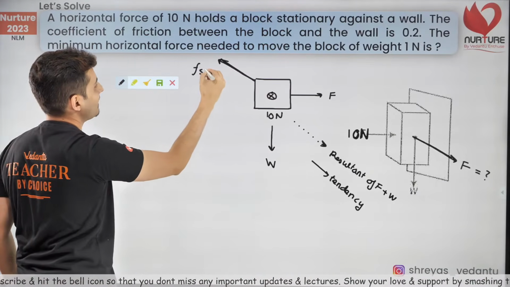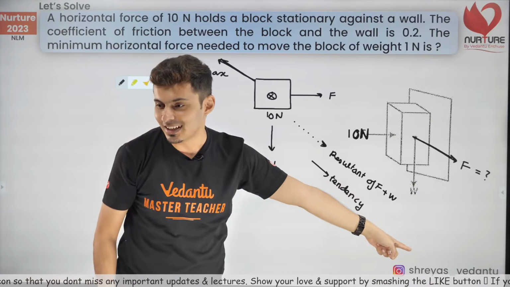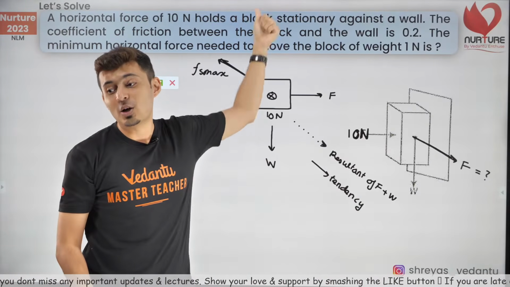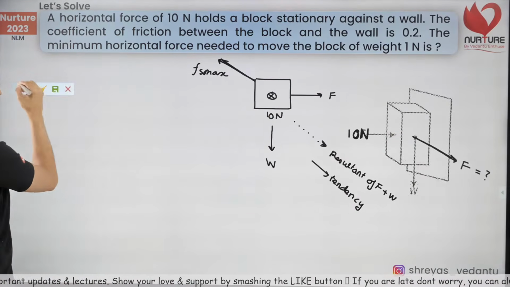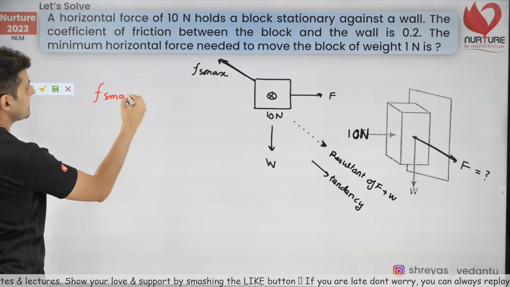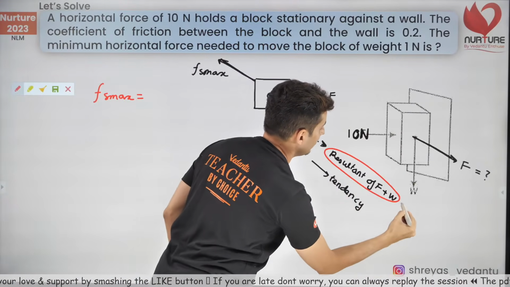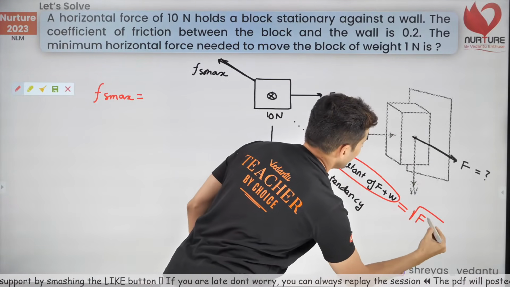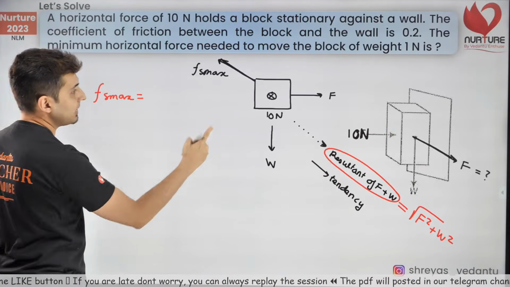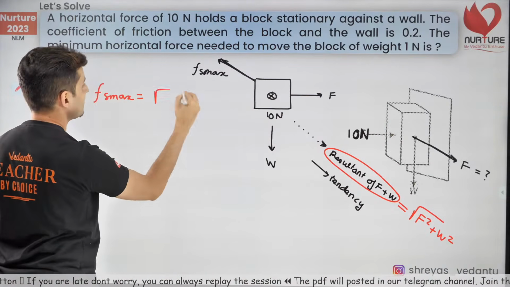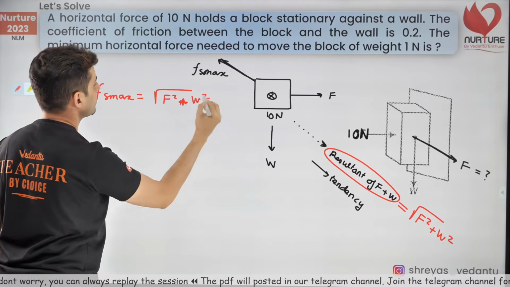And this is where Fs max is going to be. It's not going to be left, it's not going to be up, it's going to be at an angle. And the last part over here is this Fs max. It's the resultant of F and W. What's the resultant of F and W? It will be root of F square plus W square, by Pythagoras.